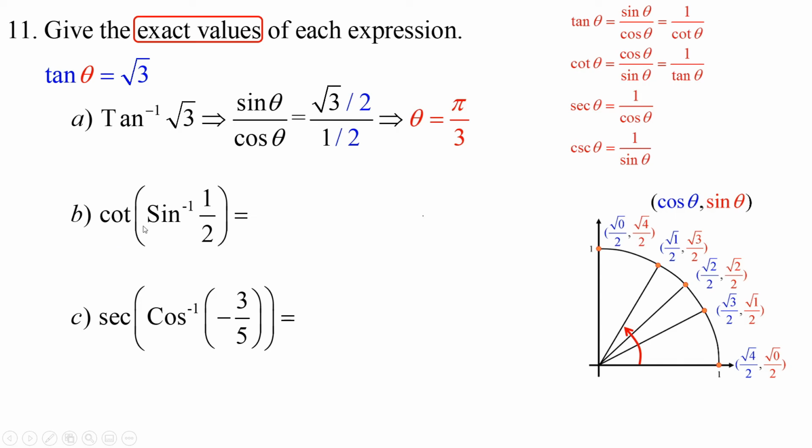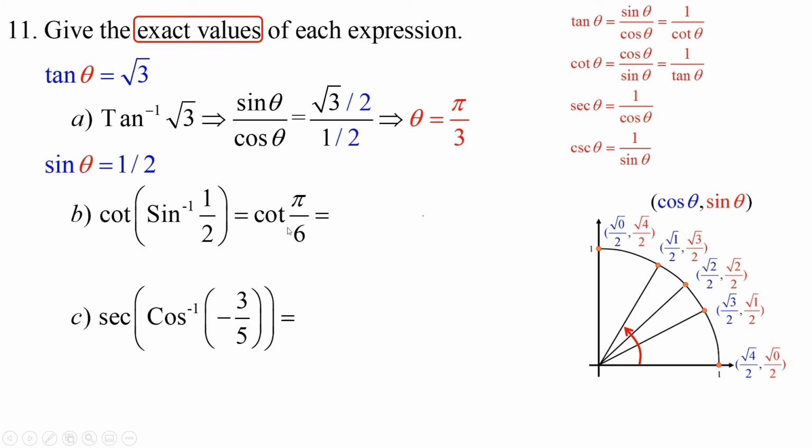All right. Now cotangent of the angle whose sine is 1/2. So when does sine of theta equal 1/2? We're looking for that angle theta. Well, I know right here, sine has an output of 1/2. See this point right here? This vertical distance right there is 1/2, and that angle is pi over 6. So this is nothing more than cotangent of pi over 6.